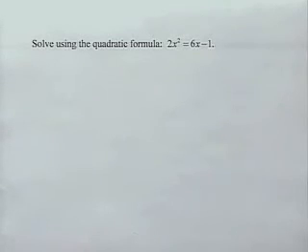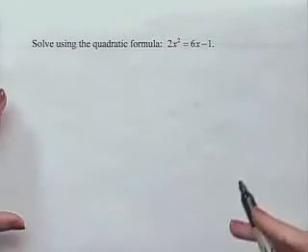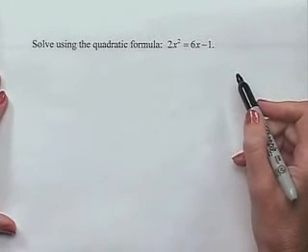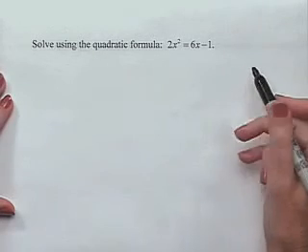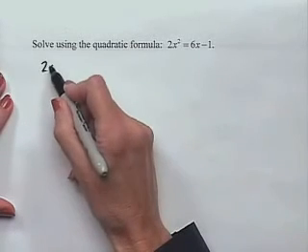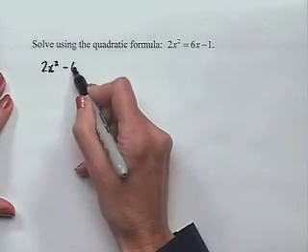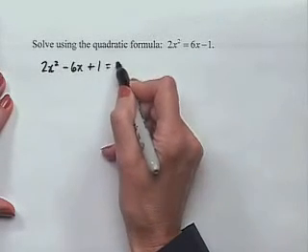Now let's look at a problem where we'll use the quadratic formula. Solve using the quadratic formula: 2x squared equals 6x minus 1. To solve this quadratic equation using the quadratic formula, we need to begin by setting the equation equal to 0. We'll accomplish this by subtracting 6x and adding 1 to both sides of the equation. That gives us 2x squared minus 6x plus 1 equals 0.